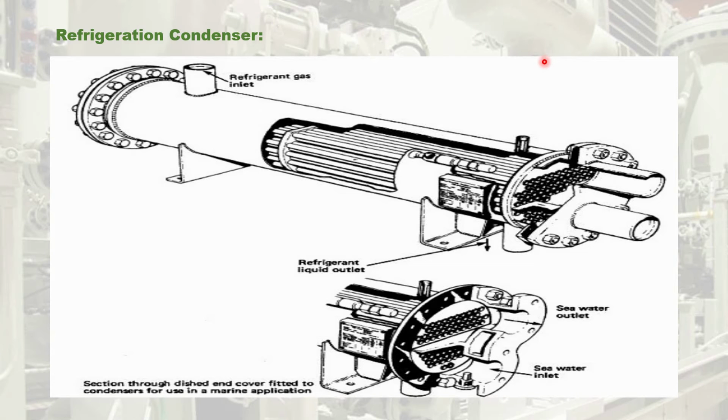And this is a marine refrigeration condenser. This is basically a heat exchanger of the shell and tube type. Here you can see this is the outer shell of the heat exchanger, and these are the tubes where the cooling media flows inside the tubes and the refrigerant flows inside the shell.